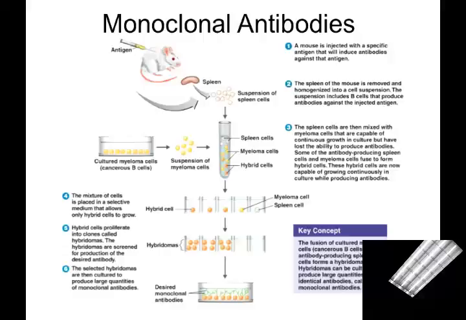So this is how it's done. Here's our little mouse. You inject the mouse with antigen. So what are you putting into the mouse? What is that antigen you're putting in? It could be anything. It's anything you want to generate antibodies against.